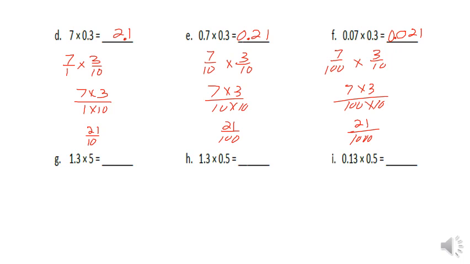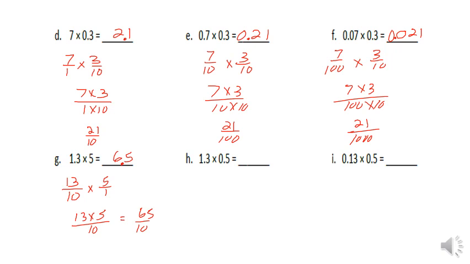Now, here we have 1.3, or 1 3/10. I like you to think of this as unit form, and this becomes 13 tenths times 5 over 1, which gives us 13 times 5 over 10, which gives us 65 tenths. So 65 tenths means it'll be 6 5/10.